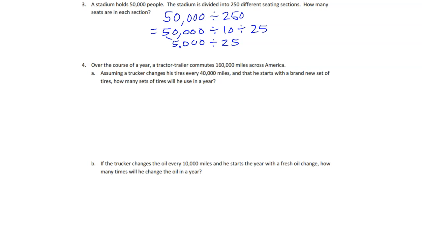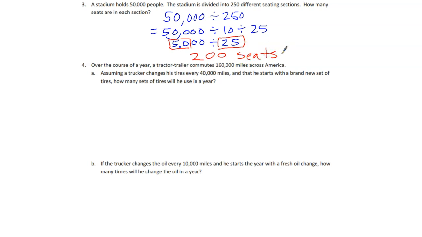Well, I don't know what 5,000 divided by 25 is, but I see here that in this number, I can take my 5,000 and rename it or call it 50 hundreds. So now I have 50 divided by 25. Well, I know 50 divided by 25 is 2, so therefore 50 hundreds divided by 25 is 2 hundreds. Each section has 200 seats.